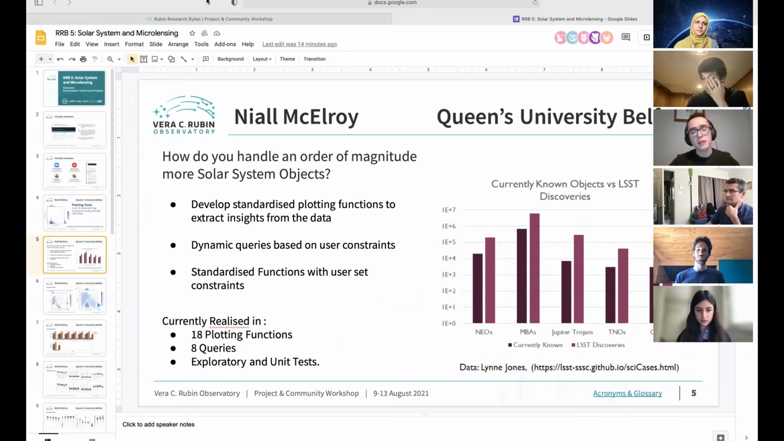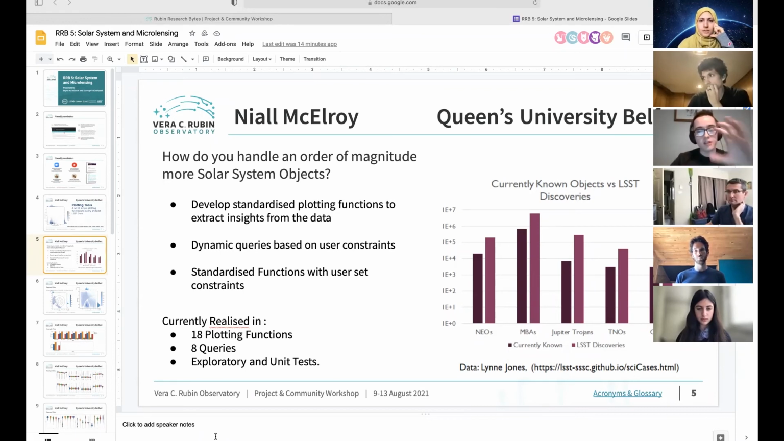The main question is, how do you handle an order of magnitude more solar system objects? In this figure, it makes it abundantly clear how every group of objects has an extra order of magnitude when comparing the currently known objects with the expected LSST discoveries over the 10-year survey period.